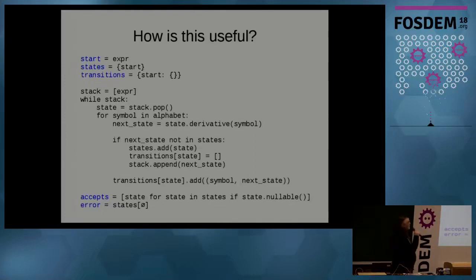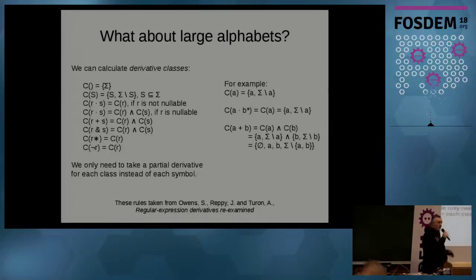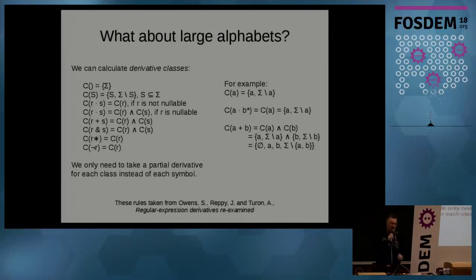You can produce a deterministic finite automata from a regular expression with that code. There's only one problem. Remember that bit in the code that said for every symbol in the alphabet? Well, Unicode's got a lot of symbols. So you'd be running through some pretty big loops. So that's no good.